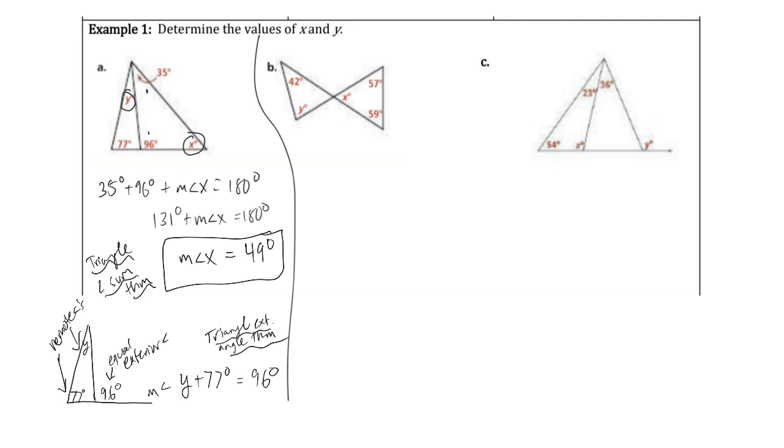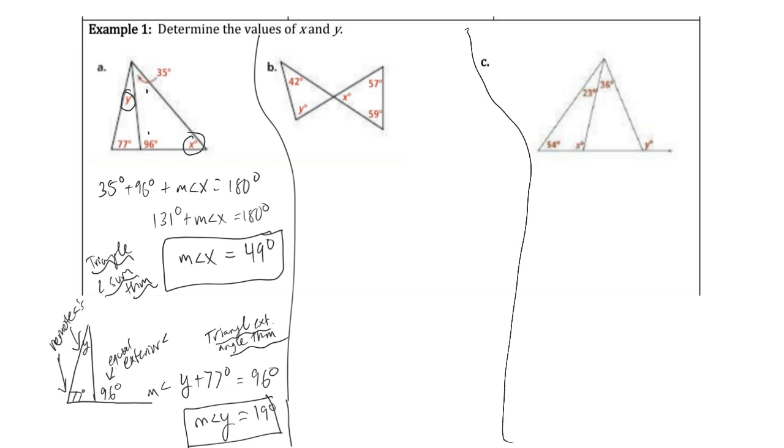The first one we used the triangle sum theorem. This one we're using the triangle exterior angle theorem because 96 is the exterior angle, and y and 77 are the remote angles. So we just subtract 77 from both sides and we get y equals 19 degrees. So that's using our second and third theorems. All right, let's move on to B.